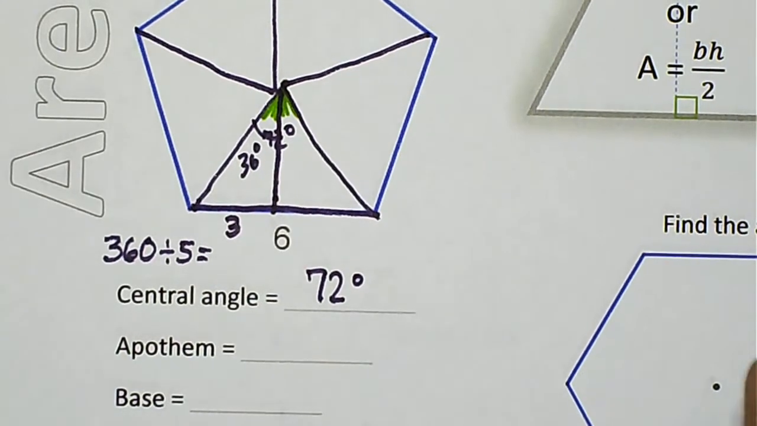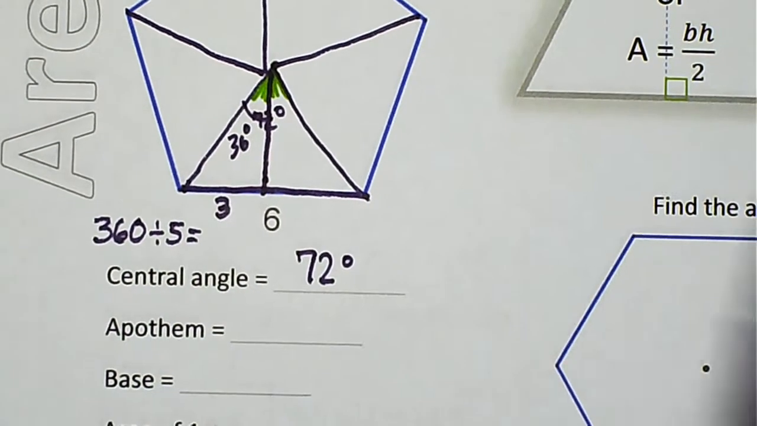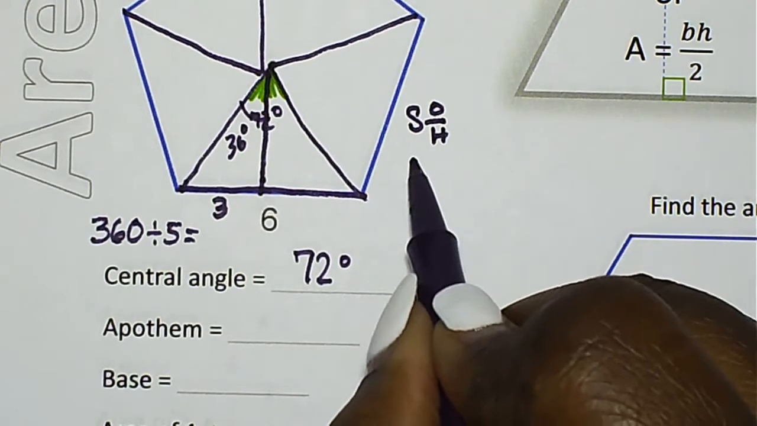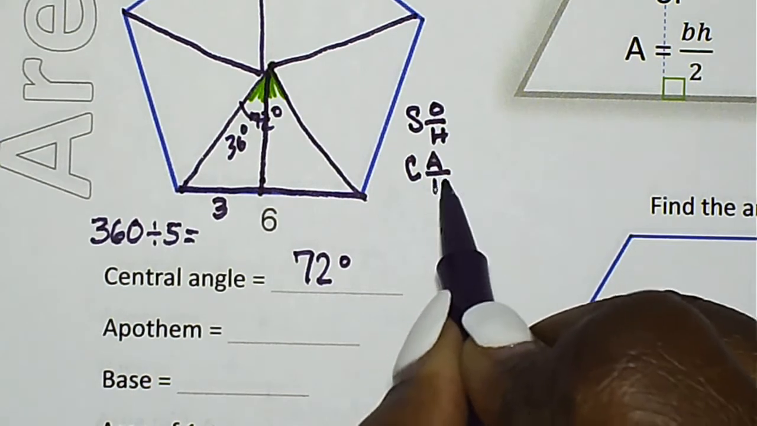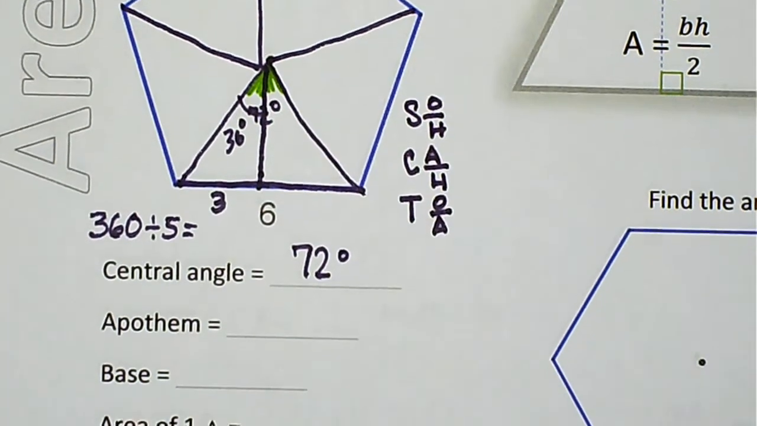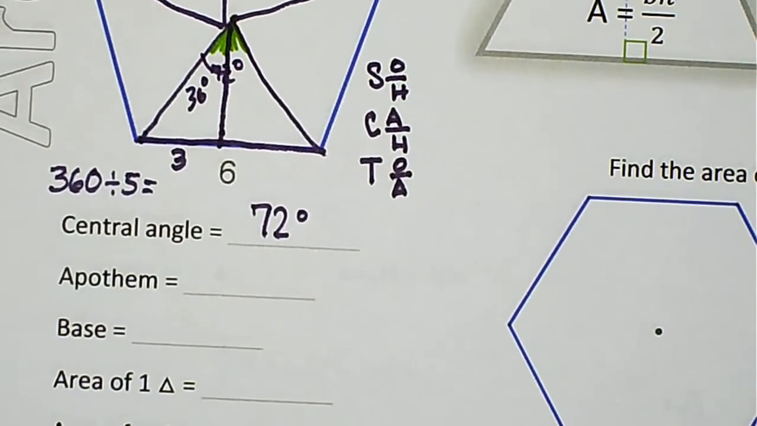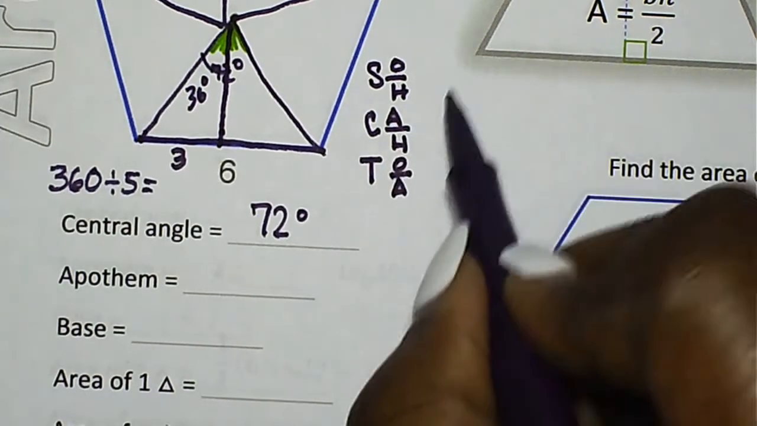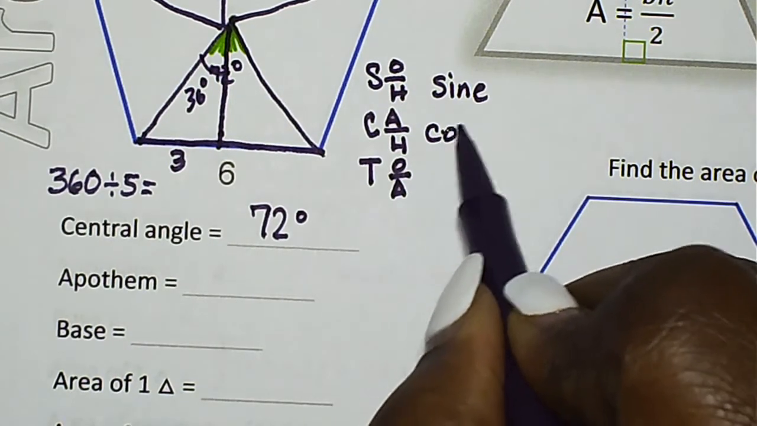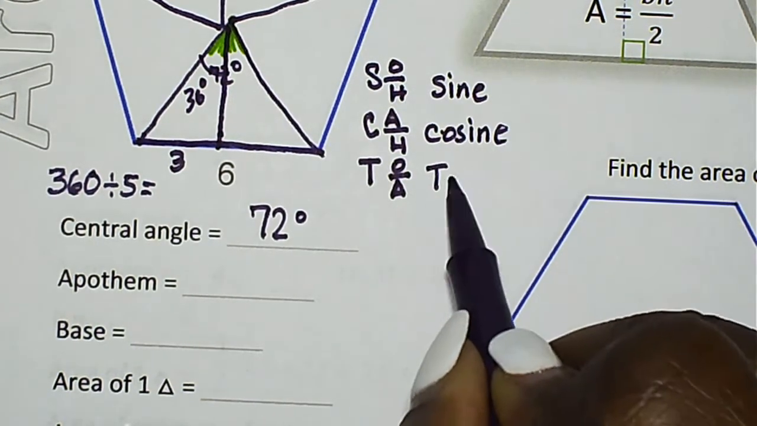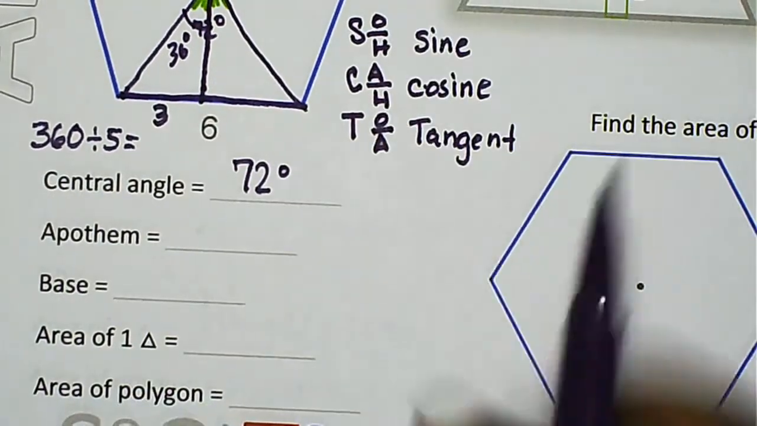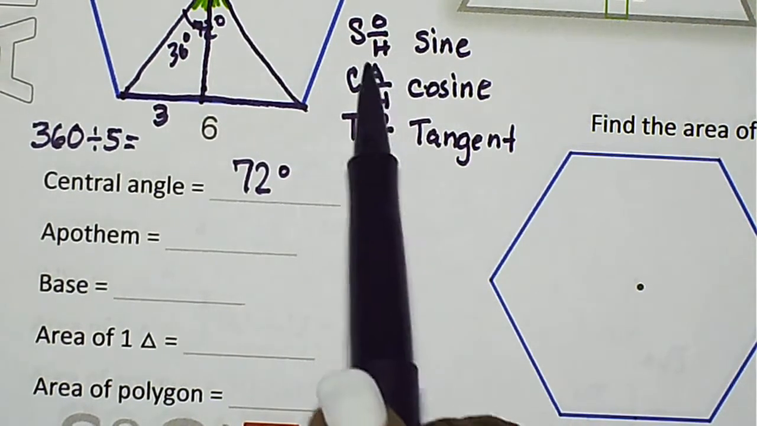But this is not a special right triangle or anything. So we're going to use what is called SOHCAHTOA. Sine is opposite over hypotenuse. Cosine is adjacent over hypotenuse. And tangent is opposite over adjacent. Sine, cosine, tangent. For those who've never heard of these words, I'm writing them for you. We say SOHCAHTOA because it helps us to remember the formula.